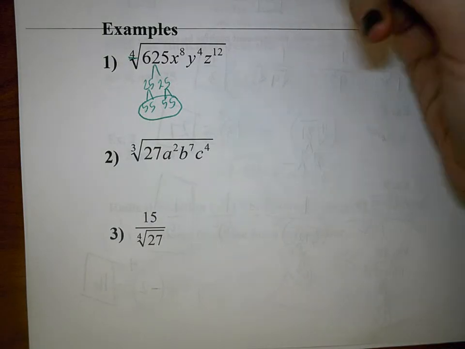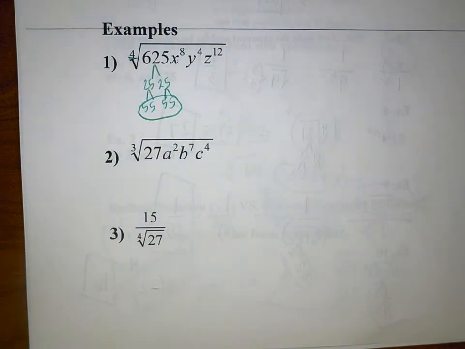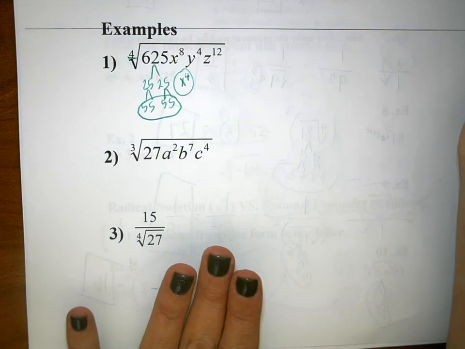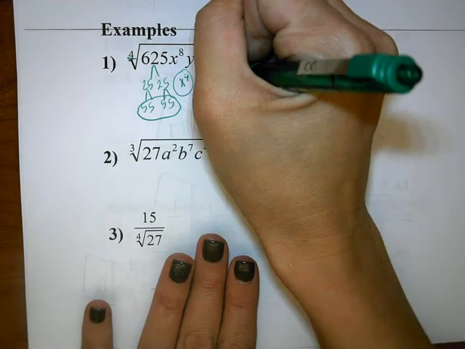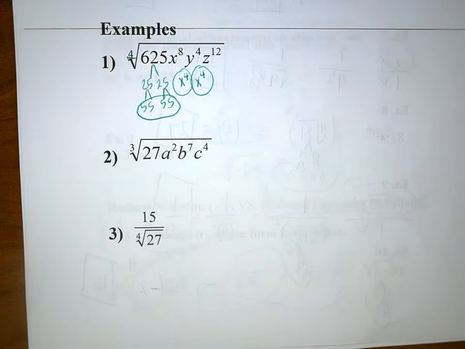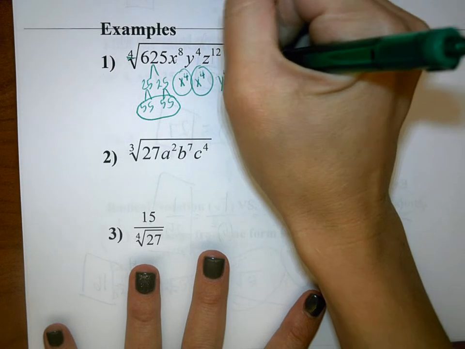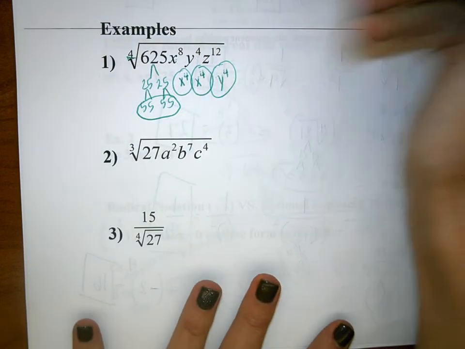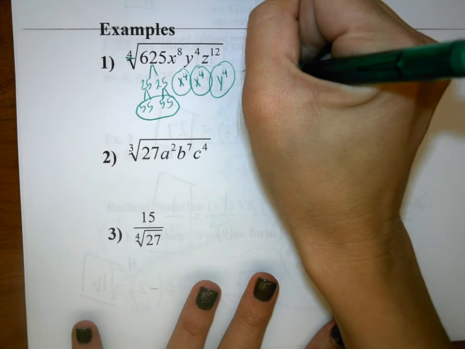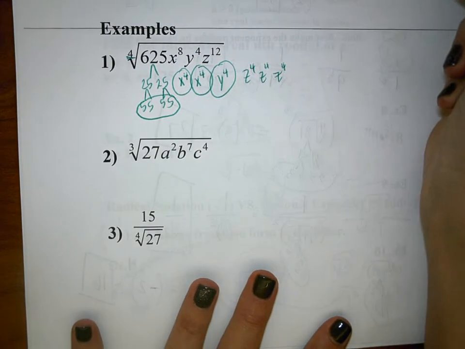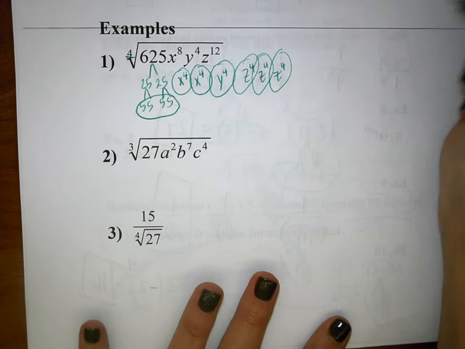There are multiple ways of doing this. This x to the 8th power, we could write out 8 x's if we wanted to. But we know that how many do we need for a group? 4. So what I normally will do is write x to the 4th and circle it because I know that makes 4 x's. And then I'd have another x to the 4th. That would make a group. And that made 8, right? Do I have any left over there? No. And then I have y to the 4th that I'm going to write. And then z to the 12th is going to end up being z to the 4th, z to the 4th, and z to the 4th, because that makes 12, right? And there is nothing left over.